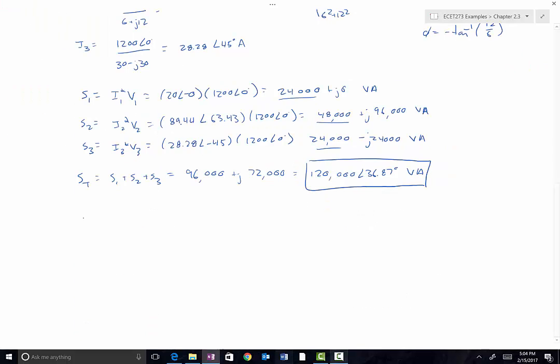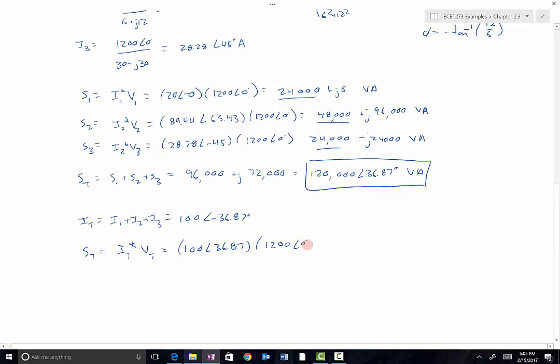I could have also found the total current. If you do that, you're going to come up with 100 amps at an angle of negative 36.87 degrees, and then S total is equal to I total complex conjugate times V total. It's going to be 100 at an angle of 36.87 times 1,200 at angle 0 degrees. You can see that that comes out to the exact same number.